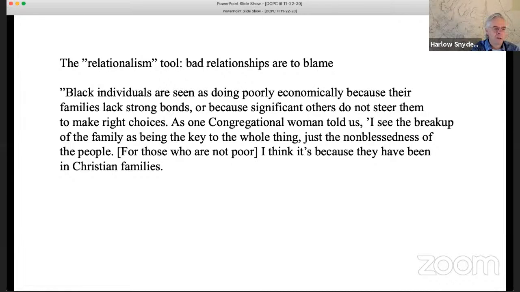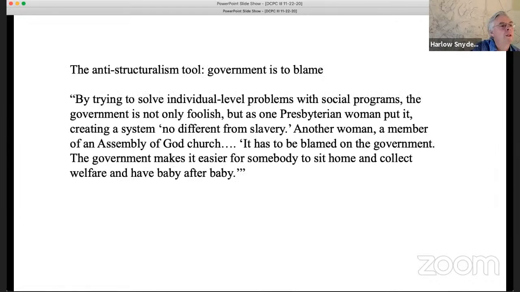Well, the reason is the disruption of the family. It's because they don't have good family relationships that they suffer these disadvantages. Christian families are, by definition, families that stay together, that have traditional roles between males and females, right? Those kinds of families are going to produce people who are better able to succeed. So this relationalism tool gets in there.